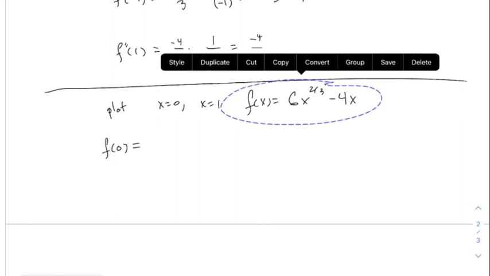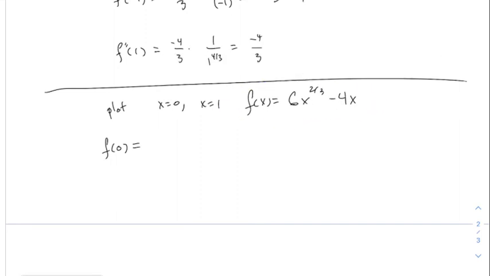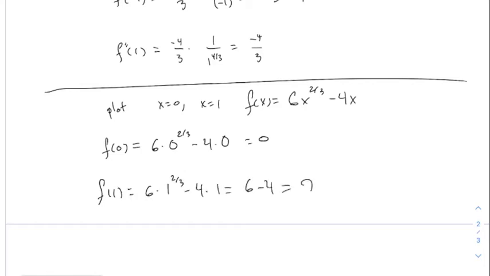This is pretty easy, right? When I plug in 0, I just get 0 everywhere there. 6 times 0 to the 2/3 minus 4 times 0. That's all 0. And then when I plug in 1, we get 6 times 1 to the 2/3 minus 4 times 1. That's 6 minus 4, which is 2. All right, so those are two special points that I'm going to put on the graph. I might as well start drawing the graph.